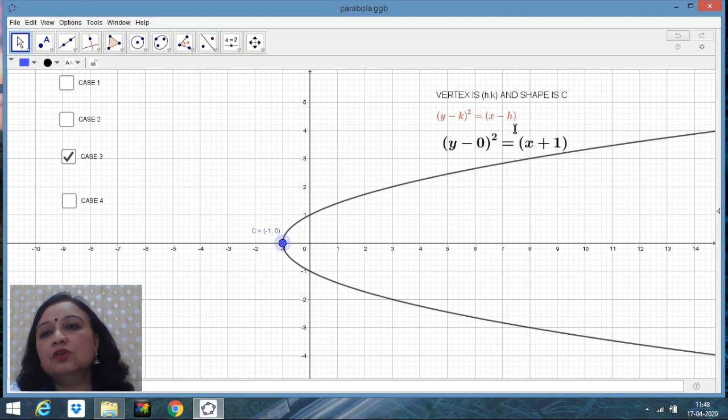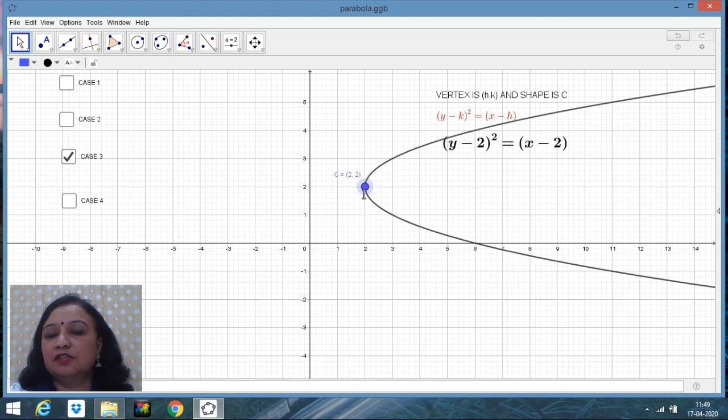So first of all read the case, which case the equation is following under. Second thing, read h comma k, and third thing, you can make out the shape of the curve. From here you can make out that h is -1, k is 0, therefore the turning point is -1 comma 0, x linear with a positive coefficient, therefore x-axis is the axis of symmetry, therefore the shape is C.